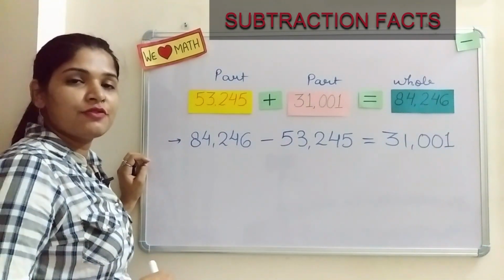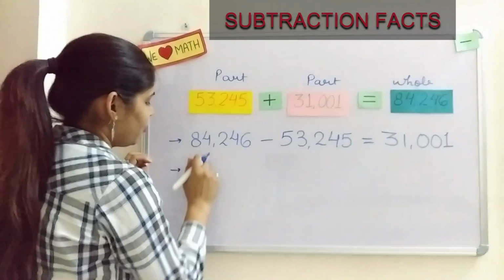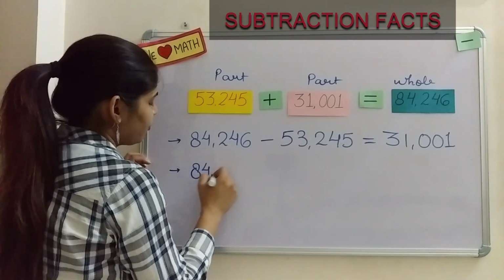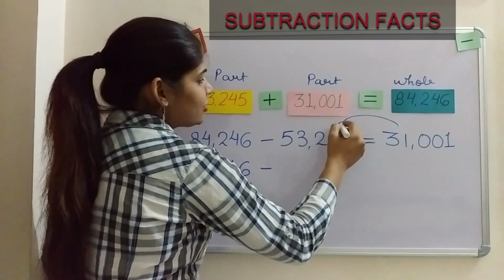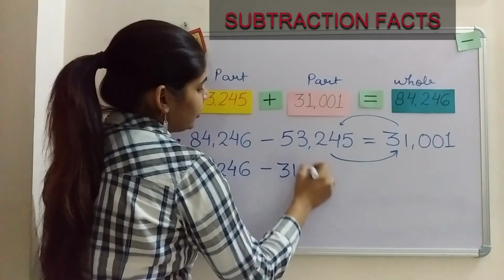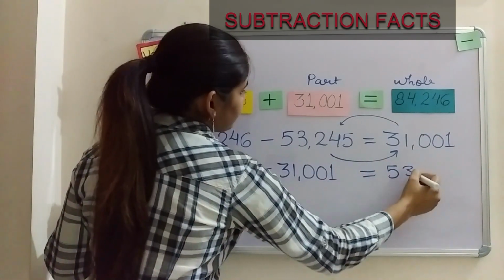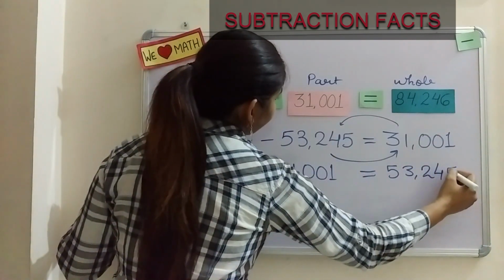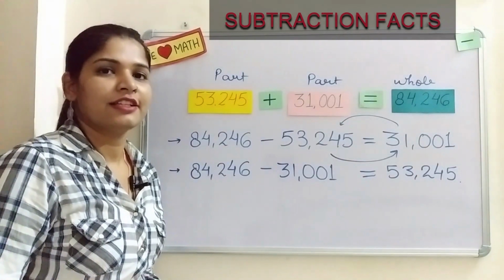For the second subtraction fact, what are we going to do, children? Yes, we are going to copy down the same whole again, 84,246. Then we are going to interchange the places of the parts. 31,001 equals 53,245. So this is the second subtraction fact.